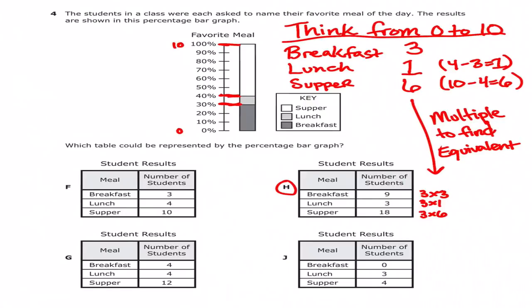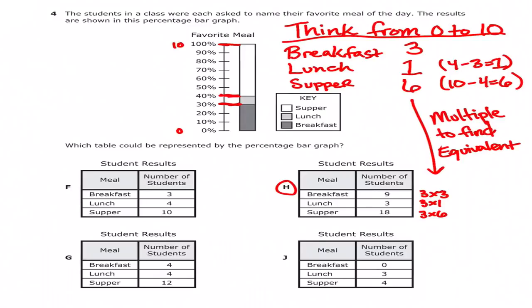So the breakfast, which is the darkest gray, goes from 0 to 3. That means 3 students had breakfast. For lunch, which is the lighter gray, goes from 30 to 40, or 3 to 4, which means 1 student had lunch, or it is their favorite meal of the day. And then for supper, it goes from 4 to 10, which means 6 students said supper is their favorite meal of the day.